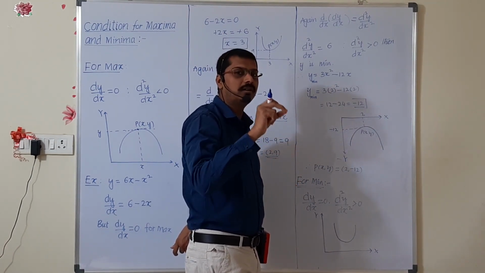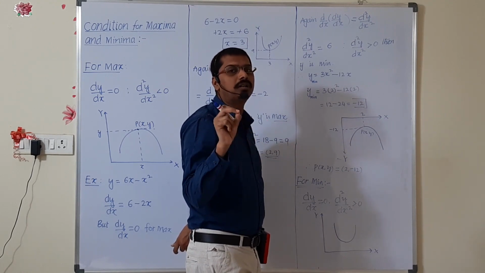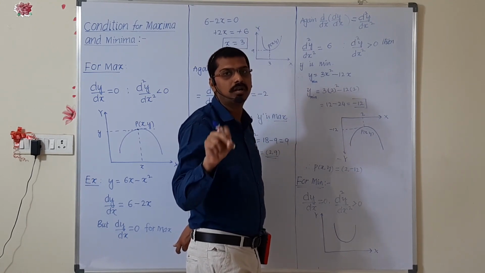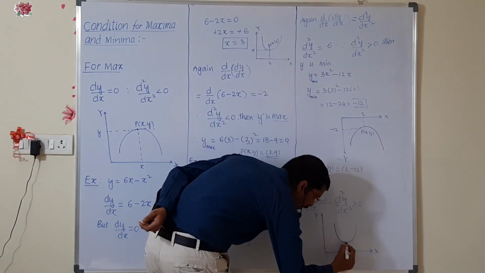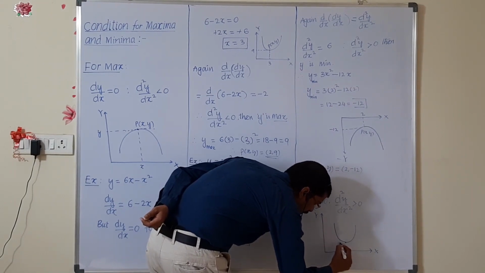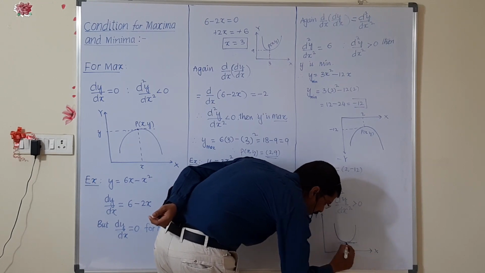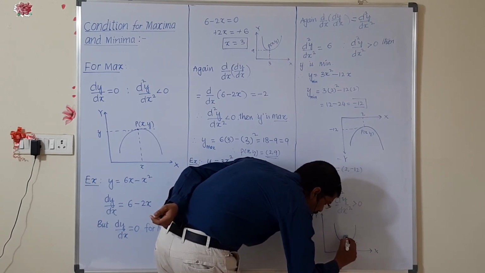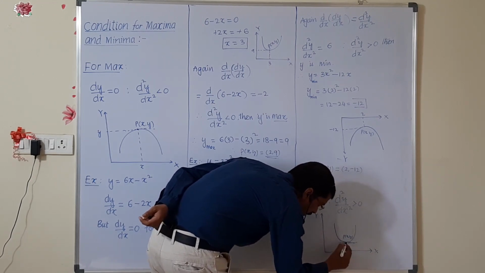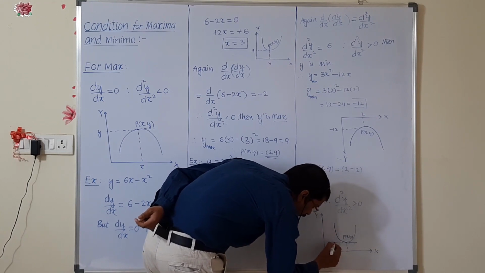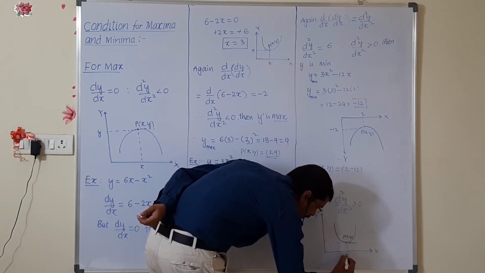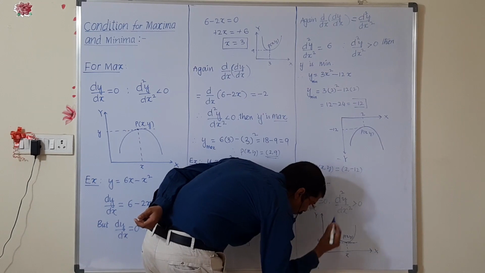If the tangent is parallel to the x-axis, that point is called the minimum point. Whenever we draw the tangent, it is parallel to the x-axis. This is the point P(x, y). Then this point P will be the minimum value. This is x and this one is y.